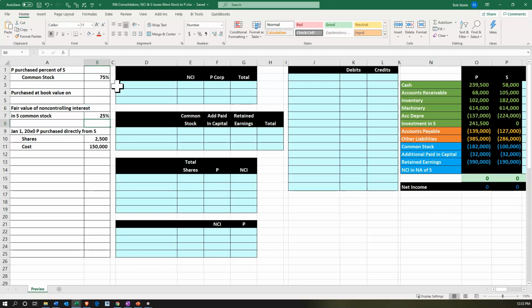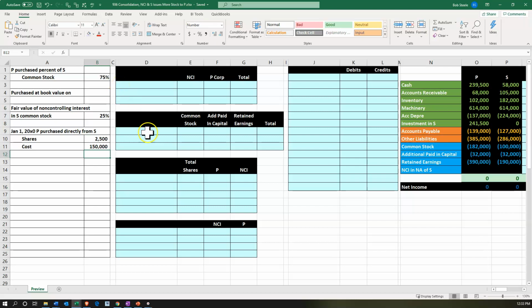And then on January 1st, 2000X0, we're going to say that they purchased directly from S. P purchased directly from S, or S is issuing more stocks, that being 2,500 stocks at a cost of 150,000. So now P's getting more stocks, but those stocks are being issued directly from S, okay? So that's going to be the transaction here that we're going to be dealing with.